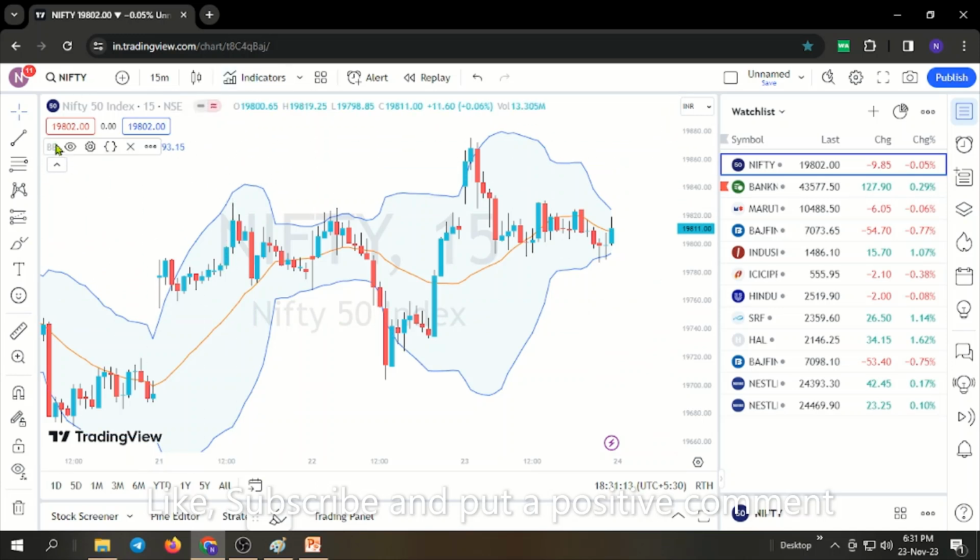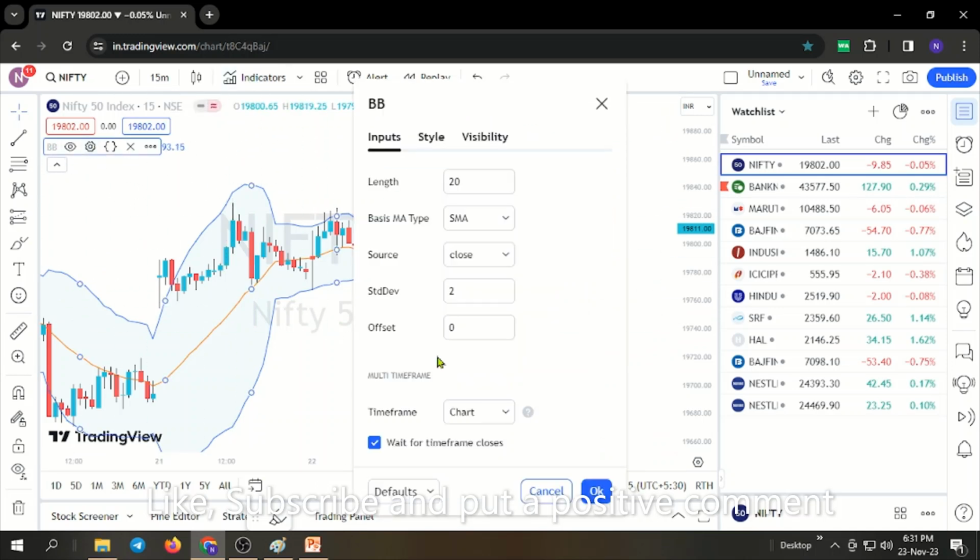If you go here and see the deviation settings, whatever we discussed, 20 is the moving average, the red line. And the upper Bollinger Band and bottom Bollinger Band, standard deviation is 2. That is what we discussed. Okay.